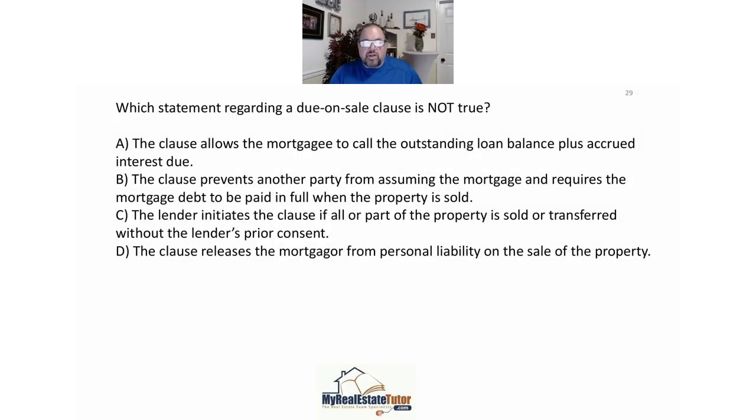All right, which statement regarding a due on sale clause is not true? Remember, you have to define what a due on sale clause is. That means if the home's sold, the note's got to be paid, right? Due on sale. So which statement is not true? So let's go over this real quick.